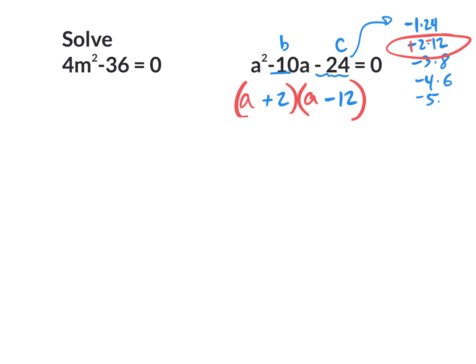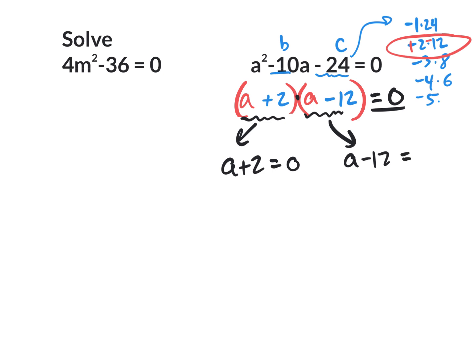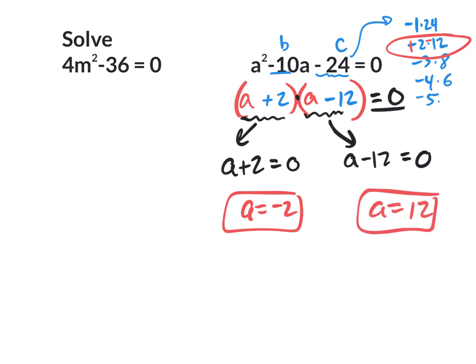However, this is not a factoring question. This is a solving question. In other words, we want some answers. We still have the equals 0 right here. By us changing this to this, we are now able to use zero product property and split them and solve. What do I mean by that? Again, if I have something times something else and it equals 0, that first something, a plus 2, could equal 0. And a minus 12, that second something, could also equal 0. And you could get your two answers. A equals negative 2 and a equals positive 12. Okay?